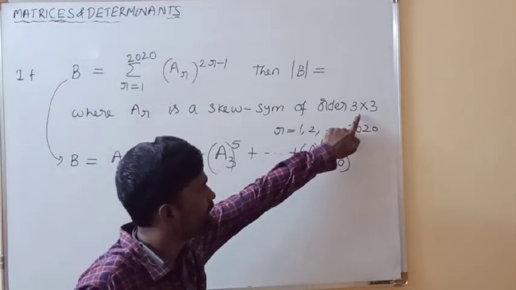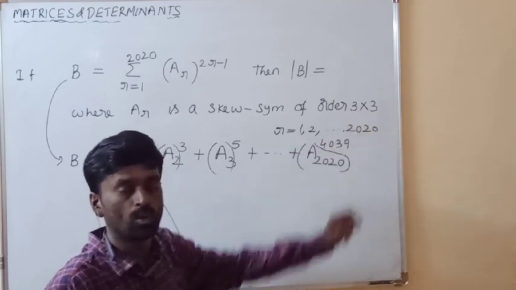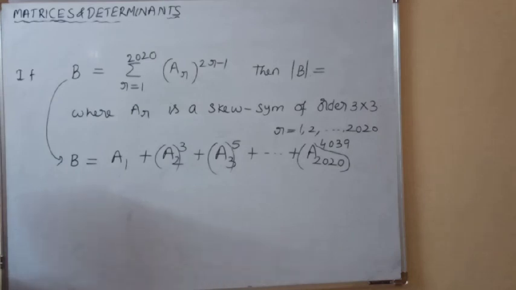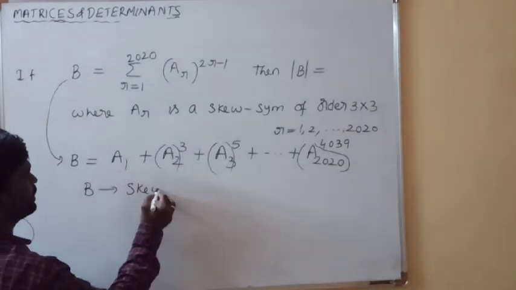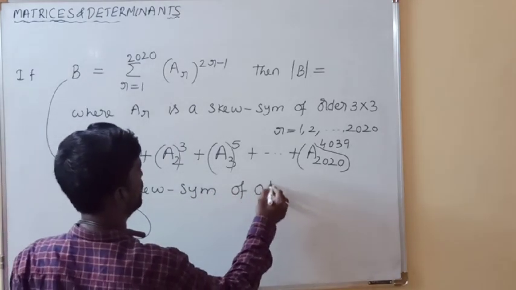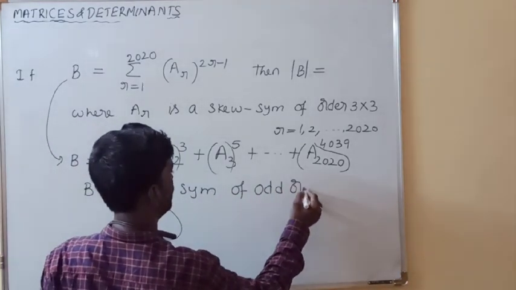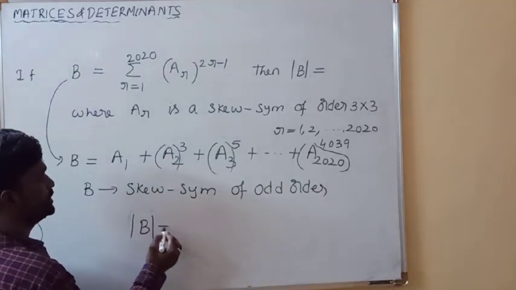And what is the order of B? 3 by 3 only, right? What is the order of B? 3 by 3. So that means B is a skew symmetric matrix of odd order. Therefore its determinant must be equal to what? 0.